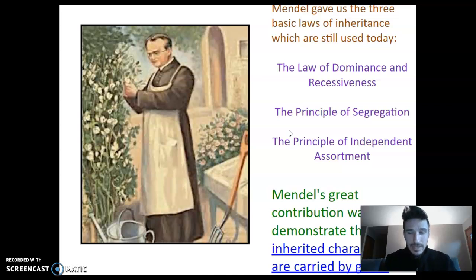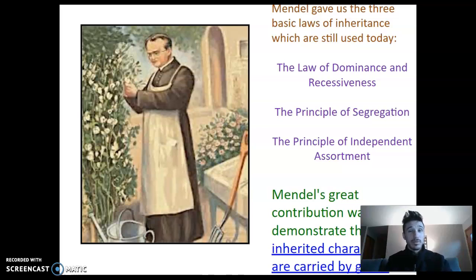But Mendel's greatest contribution for us was that he demonstrated that inherited characteristics are carried by genes. And I want you to keep in mind he did all of this in a garden. He had no ability to observe DNA straight on because he did not have the technology. And he actually didn't even know what DNA was because science didn't know what DNA was just yet.